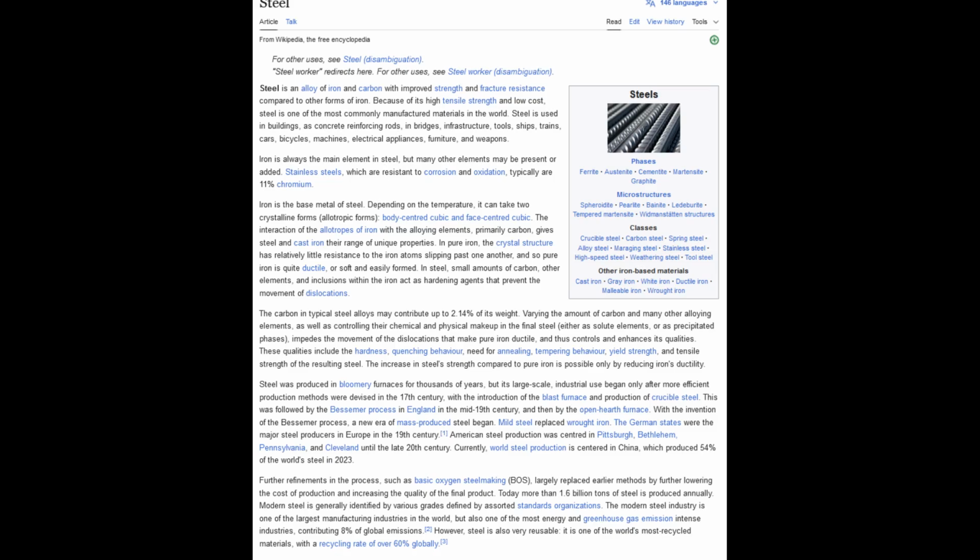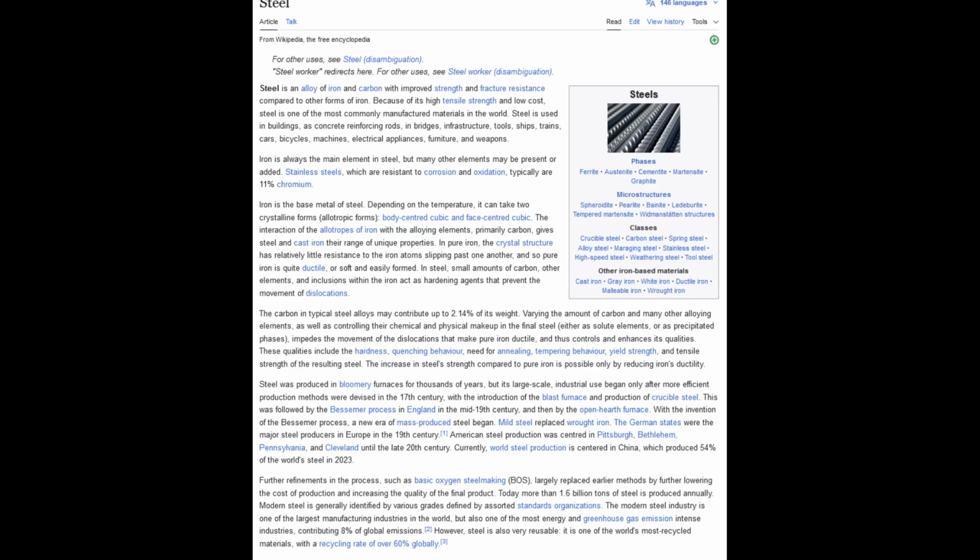In steel, small amounts of carbon, other elements, and inclusions within the iron act as hardening agents that prevent the movement of dislocations. The carbon in typical steel alloys may contribute up to 2.14% of its weight. Varying the amount of carbon and many other alloying elements, as well as controlling their chemical and physical makeup in the final steel, either as solo elements or as precipitated phases, impedes the movement of the dislocations that make the pure iron ductile, and thus controls and enhances its qualities.